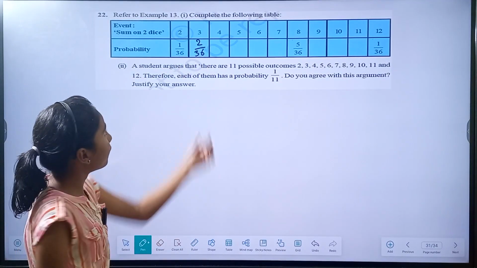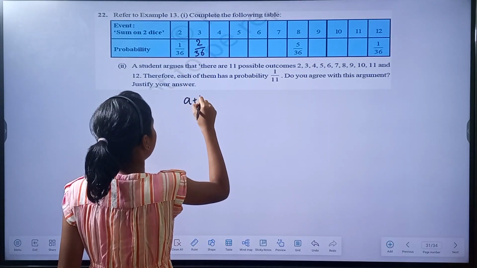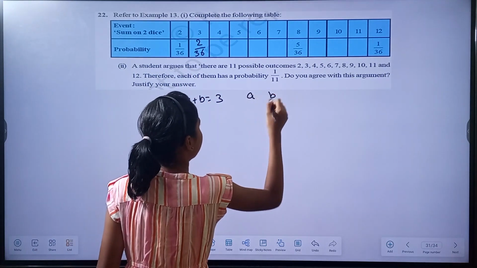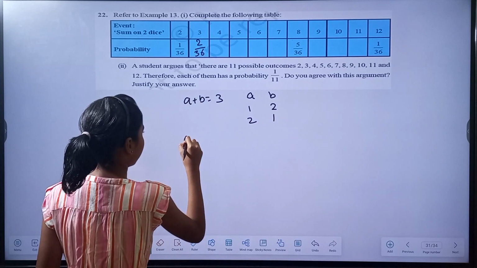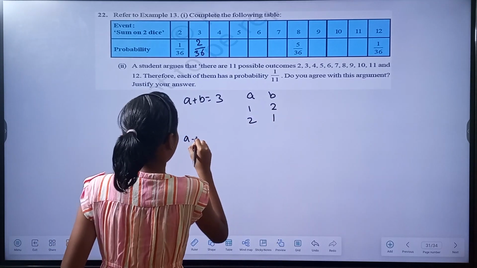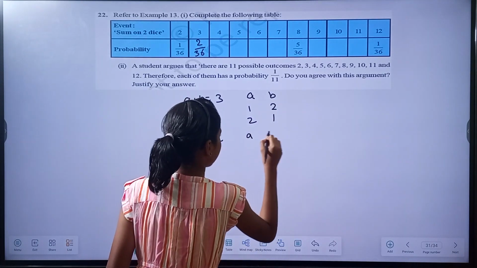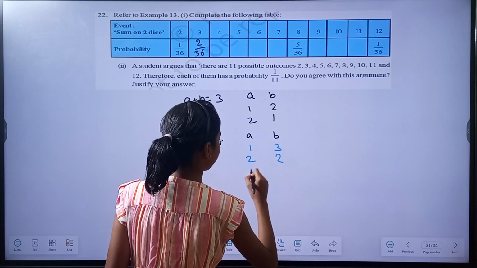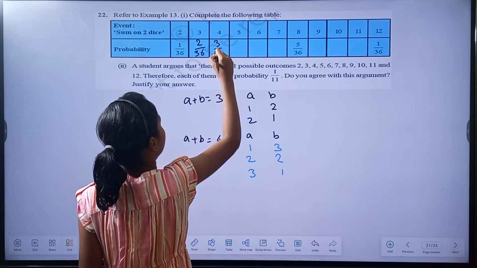And to get the sum of 4: if A plus B equal to 3, we have (A, B) as (1, 2), (2, 1). And if A plus B equal to 4, we have (A, B) as (1, 3), (2, 2), (3, 1). 3 ways. So 3 by 36.